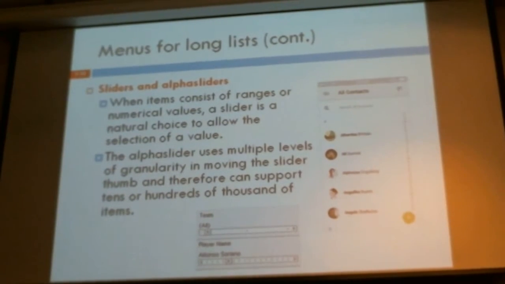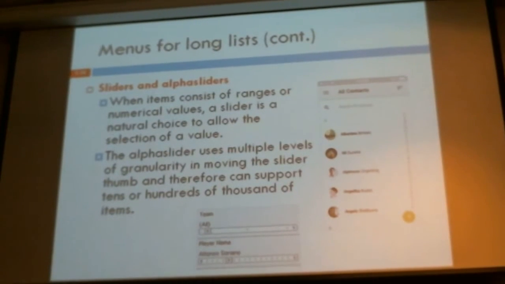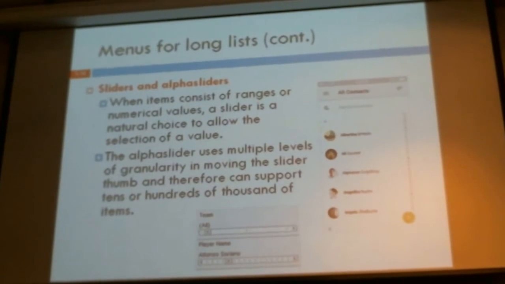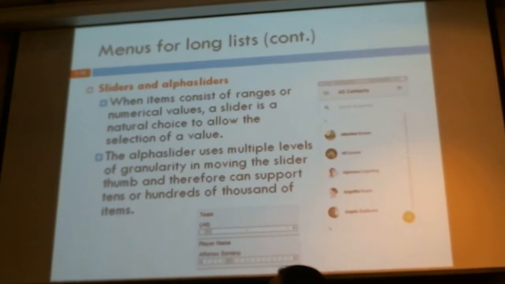There are also sliders. When items have different ranges or numerical values, a slider like this can be provided to help you navigate the long list of items. The alpha slider uses multiple levels of granularity, such as A for all your contacts that start with an A. Then once you're in it, you can drill down into that. So you can have tens or hundreds of thousands of items in one menu. Where is something like this used very frequently?